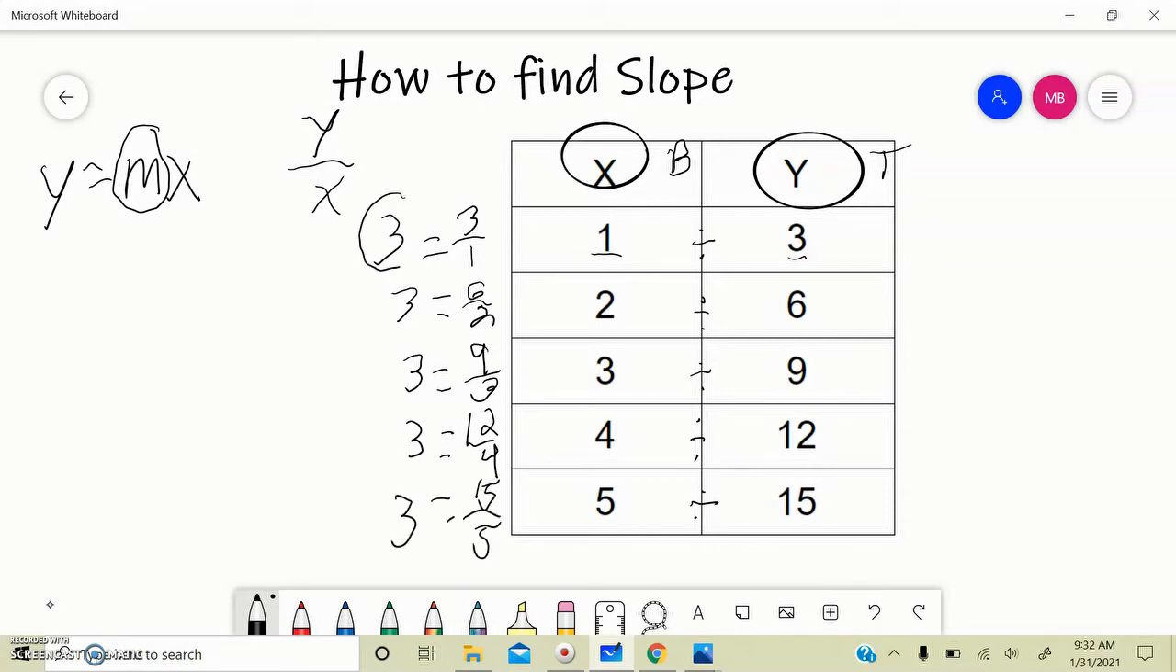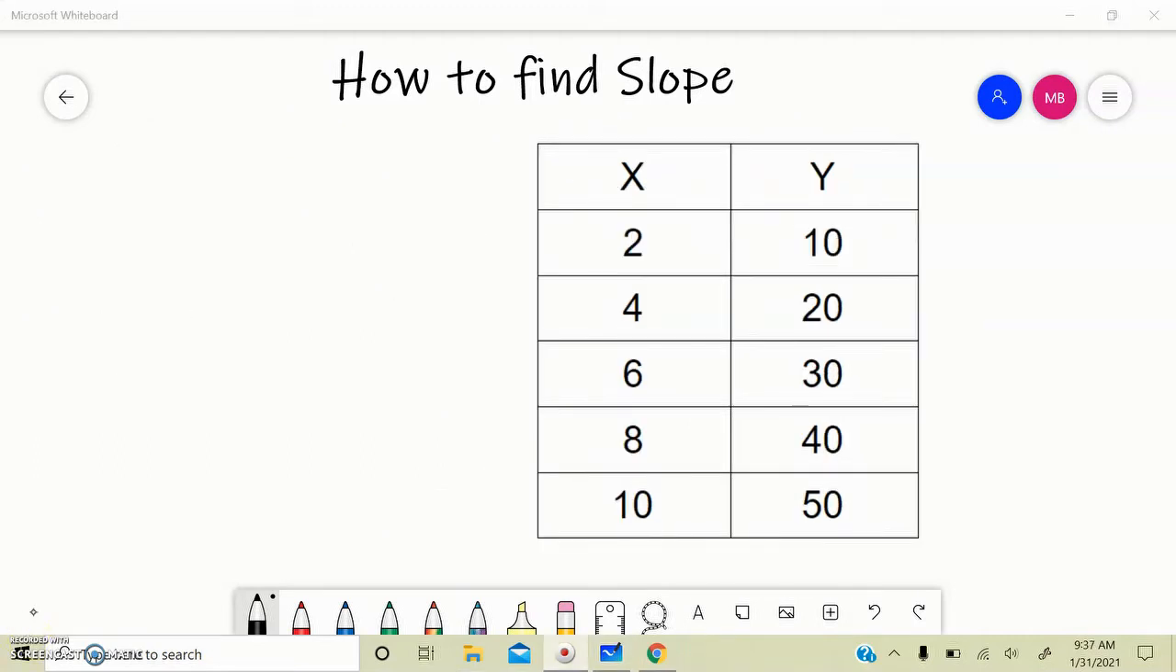So my 3 here is going to be my rate of change, or my m, my slope. So now I can rewrite this as y is equal to 3x. Let's take a look at another example. So we have this table, and we're going to continue to use y is equal to mx. We know we're really just trying to find our m here. So now let's take a look.